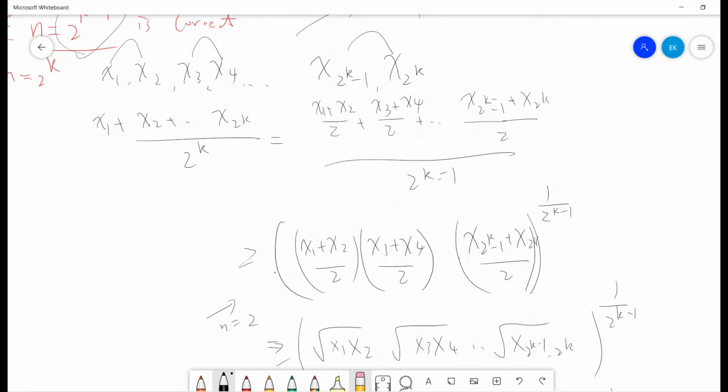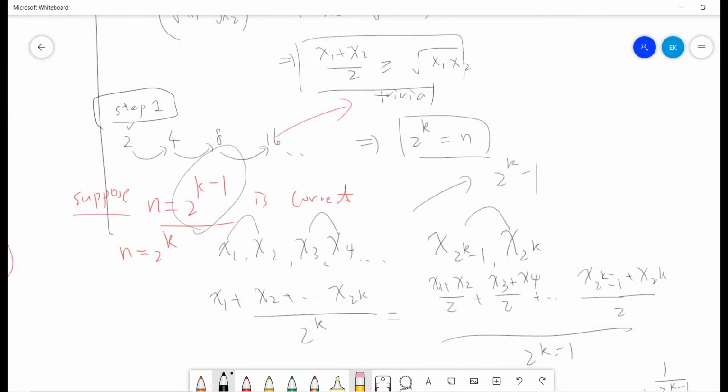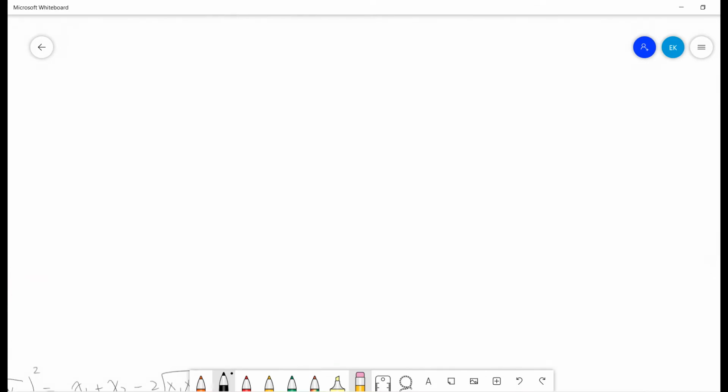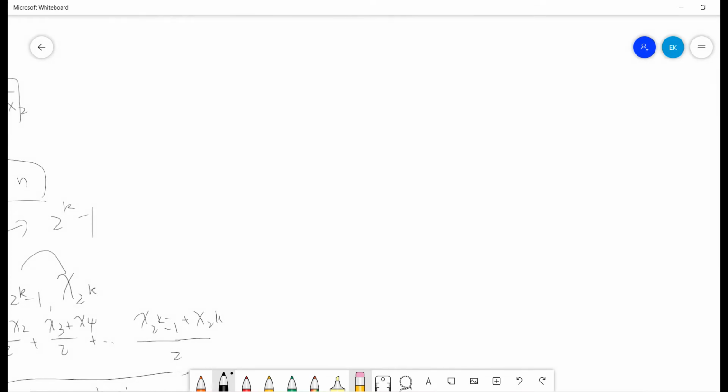Okay, so now we prove that 2 is correct, 4 is correct, 8 is correct, 16 is correct, right? So let's go to step 2. In step 2, we need to show the general n is correct.